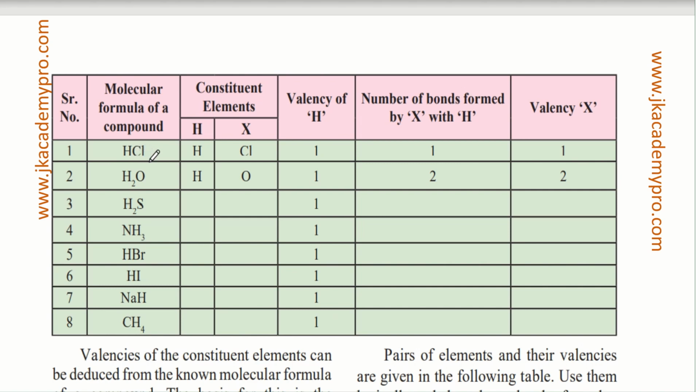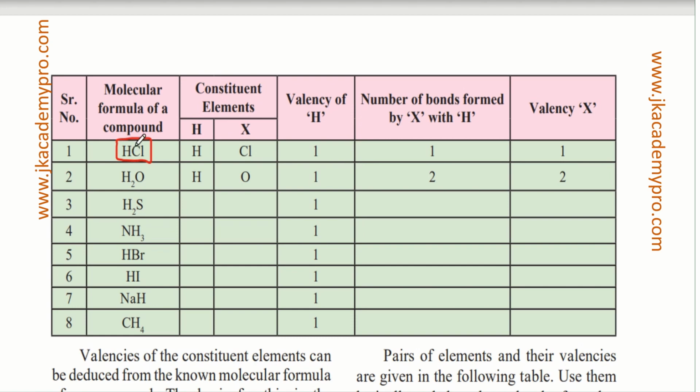So let us do it together. Here in the first example, they have given us hydrogen chloride. This has a molecular formula of HCl, where it is one atom of hydrogen that is forming a chemical bond with one atom of chlorine. So here the constituent elements are hydrogen and chlorine.